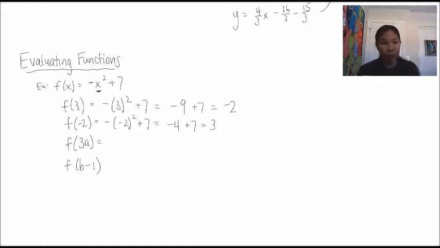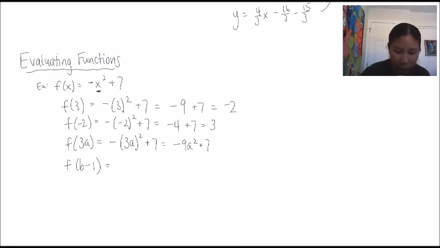If we're doing this with variables, same thing, we're still just plugging stuff in for x. So it'll be negative, and then instead of writing x, I would write 3a, that gets squared, plus 7. So 3a squared would be what I do first for the exponents. That would be 9a squared, and then multiply by the negative in front. There's nothing that we can combine there, so that's it. And then finally, f of b minus 1.